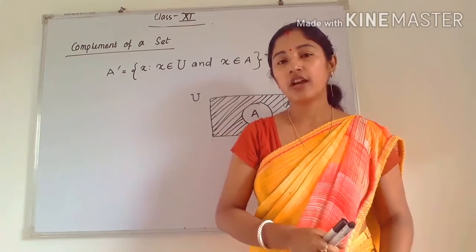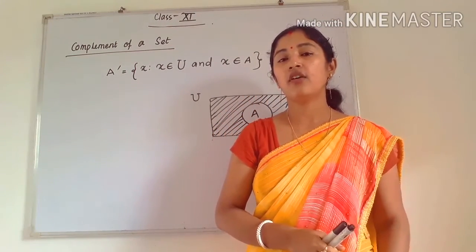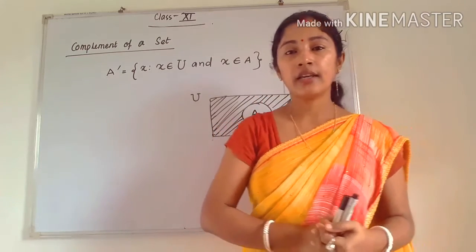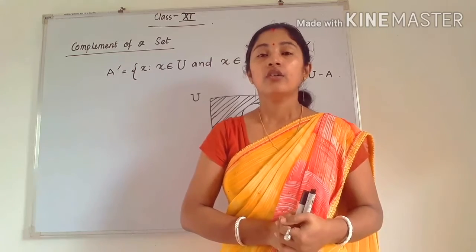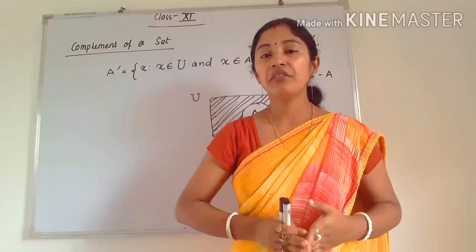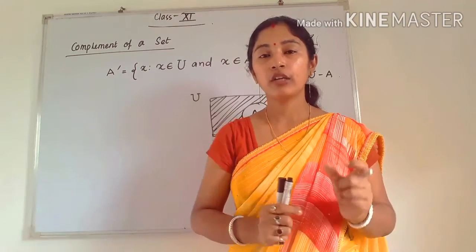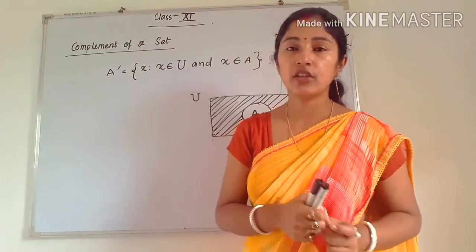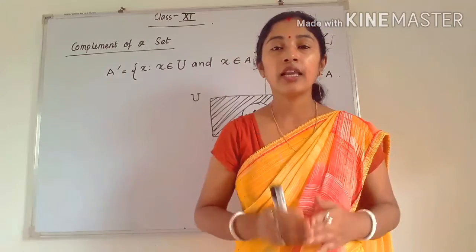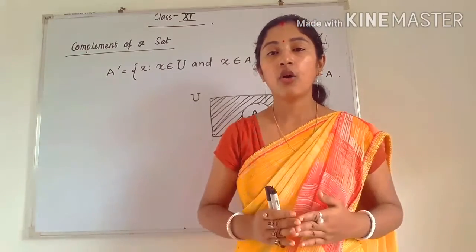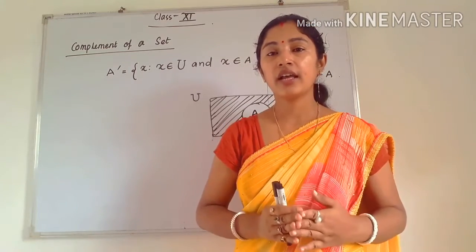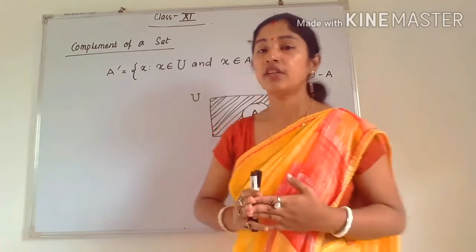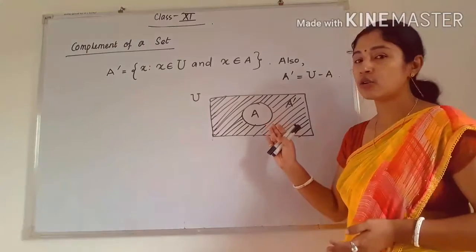So today I am going to start the next topic of this set, that is complement of set. Let U be the universal set and A be a subset of U. How do we define the complement? There has to be one universal set and one set. Suppose A is a subset of that universal set. Then the elements of the complement of a set can be defined as elements which are present in U but not in A. The Venn diagram looks like this.